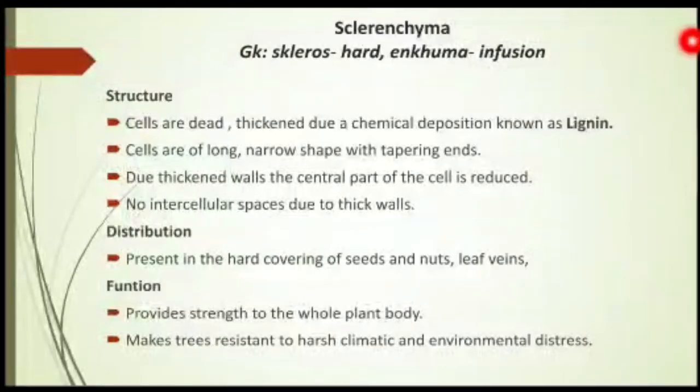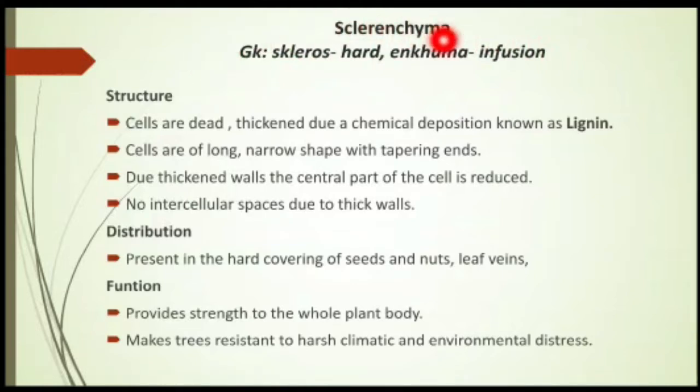Students, we have already studied the first type of simple permanent tissue, that is parenchyma, then the second type of simple permanent tissue, which is collenchyma. And now we are at the end, the third type of simple permanent tissue, which is known as sclerenchyma. The word is derived from a Greek term whose first part, scleros, means hard, and the second part, enchyma, means infusion. Hard, very hard. Infusion means very hard components fused or present inside the plant body.